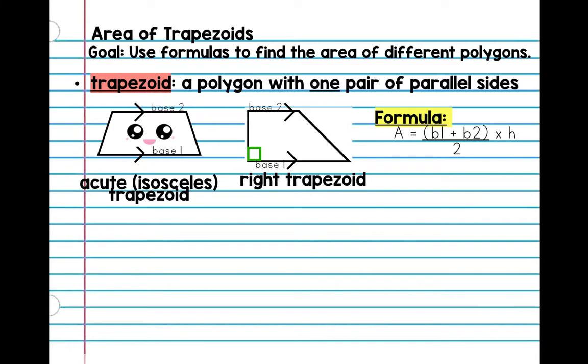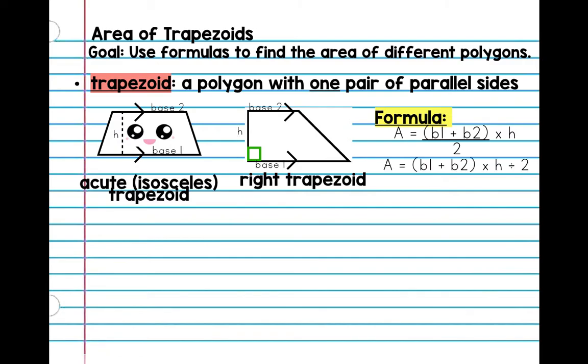So the formula that we're going to use to find the area of a trapezoid is base 1 plus base 2, and then you're going to divide it by 2, and multiply it by its height. So again, the height is perpendicular to the base at a 90-degree angle. So this is the height here. For this right trapezoid, this would be the height.